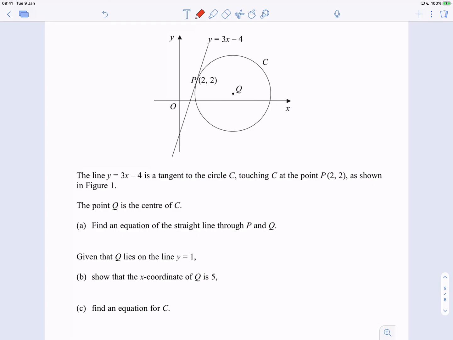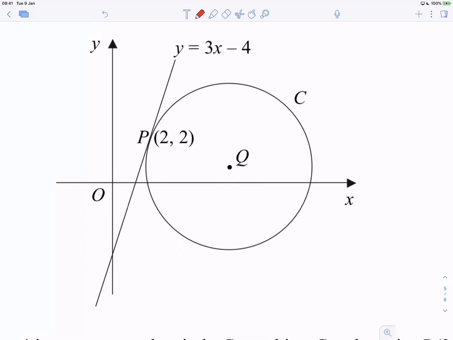So, the line y equals 3x minus 4 is a tangent to the circle C touching at the point 2, 2, as shown in figure 1. The point Q is at the centre of C. Right, find the equation of the straight line through P to Q. Okay, so what do we know? We know that the radius meets a tangent at 90 degrees. I know this has a gradient of 3. So the gradient of the radius is the negative reciprocal of that, which is minus a third.